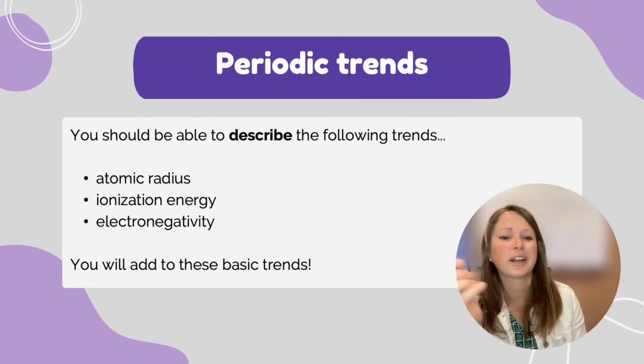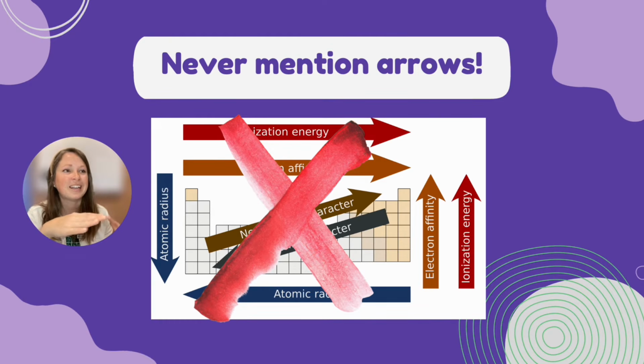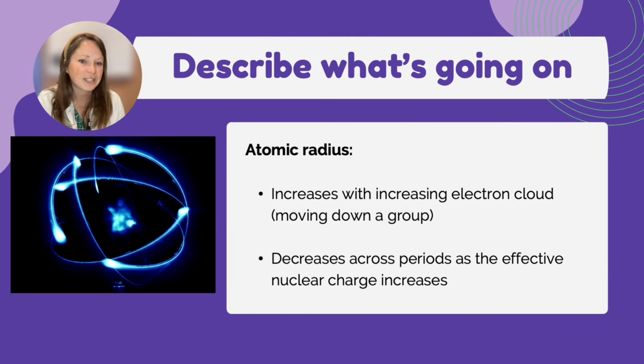When it comes to periodic trends, I don't want you just talking about the location of elements or the arrows. That's a big, don't do that. All right. What you want to do is describe what's actually happening. So everything comes back to the atomic radius. Get really solid with that trend, and then you'll be able to describe ionization energy, everything else.